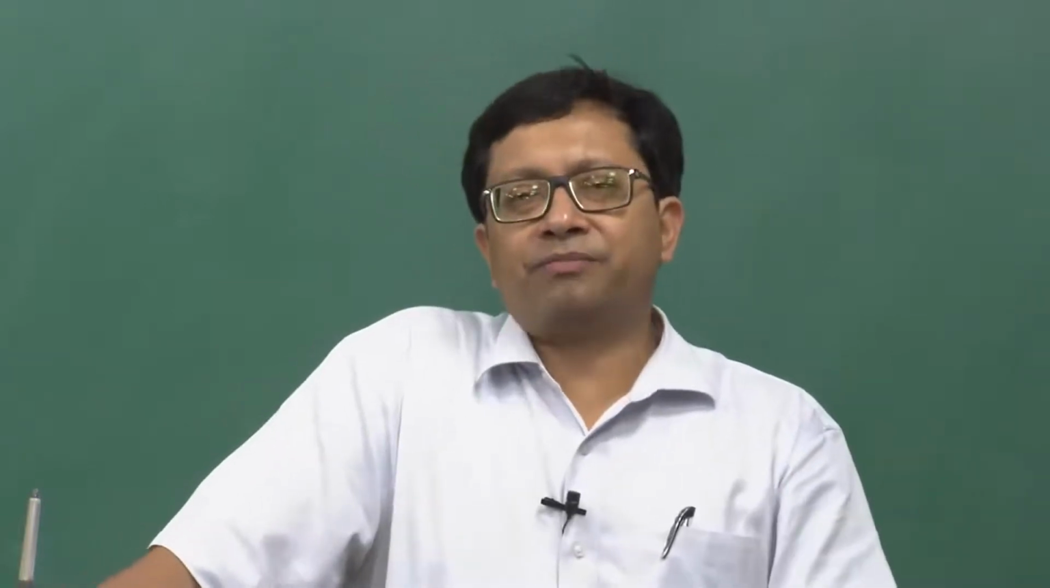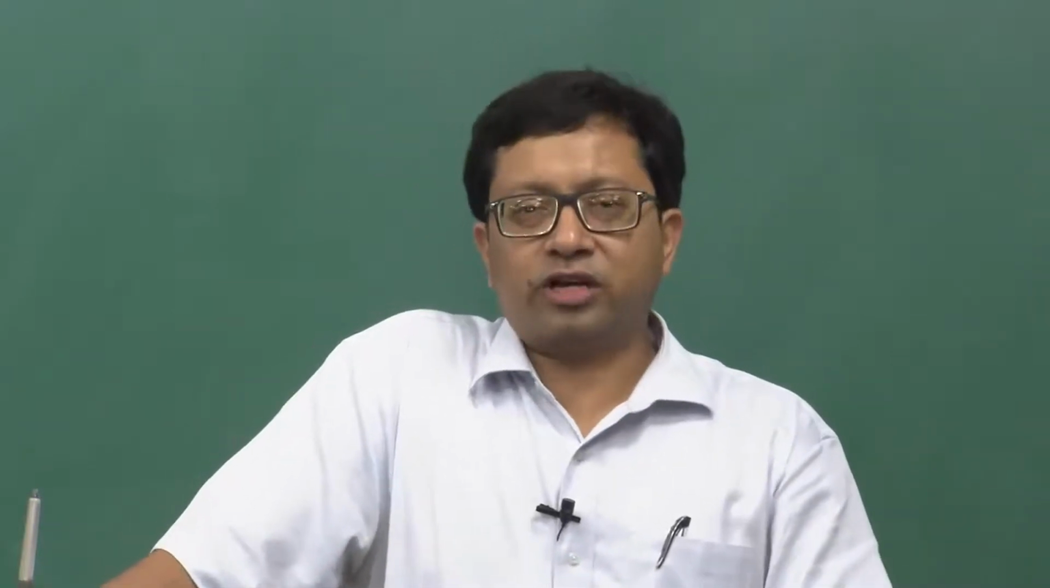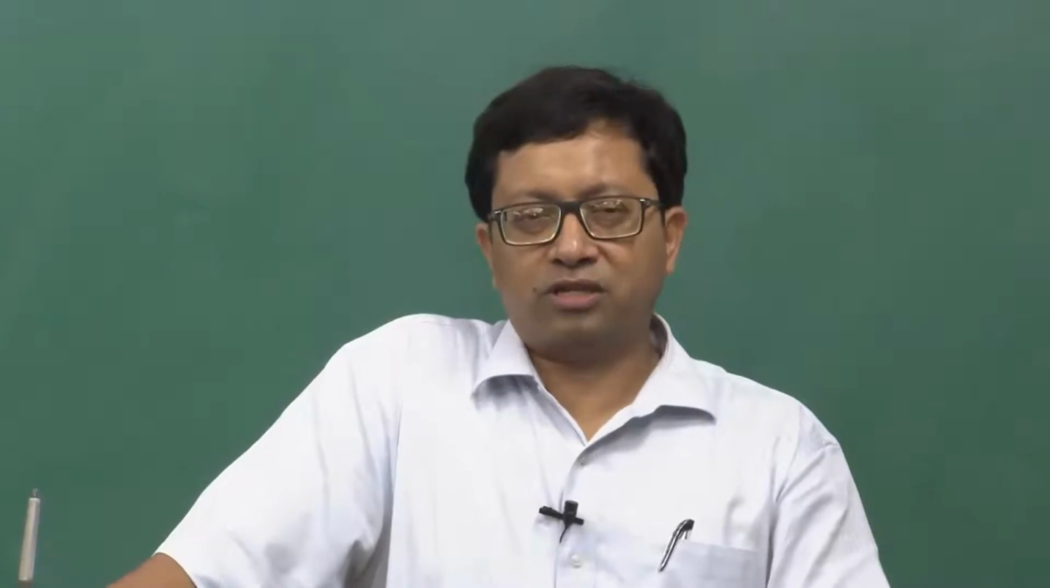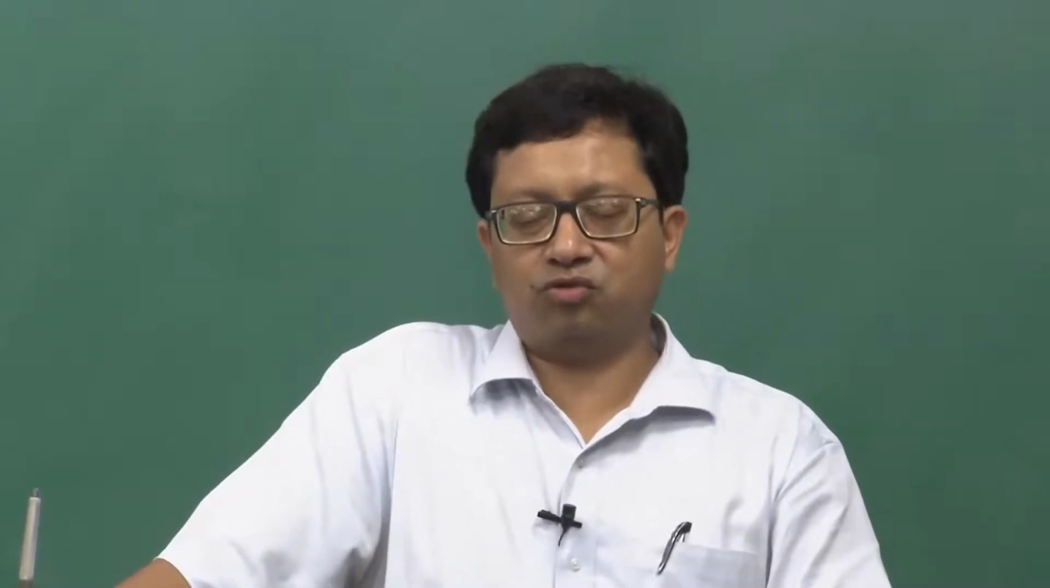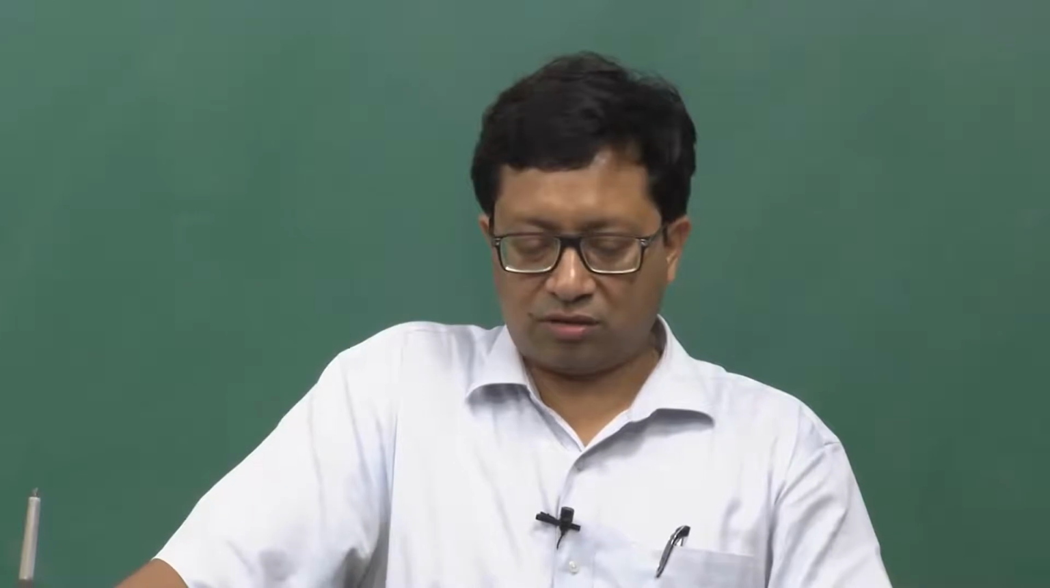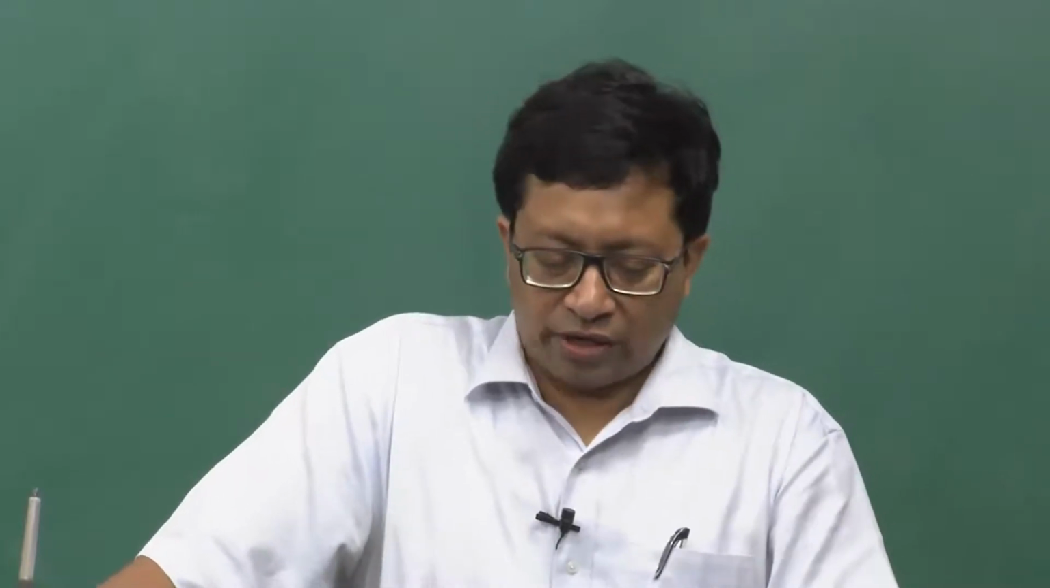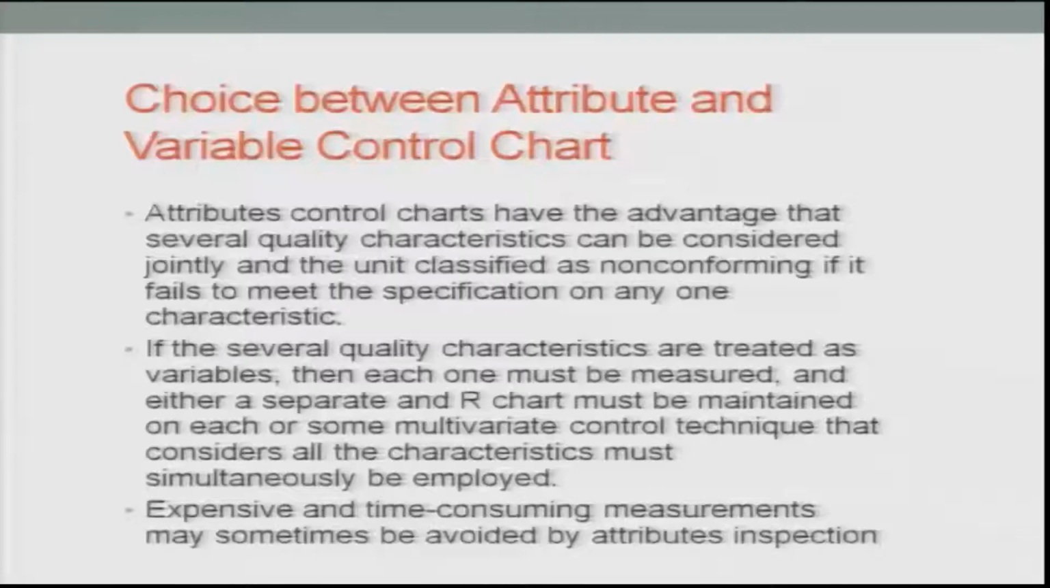Now, we will try to understand the choices: when we will use the attribute charts and when we will use the variable control charts. Attribute control charts have the advantage that several quality characteristics can be considered jointly, and a unit is classified as non-conforming if it fails to meet the specification on any one of the characteristics.